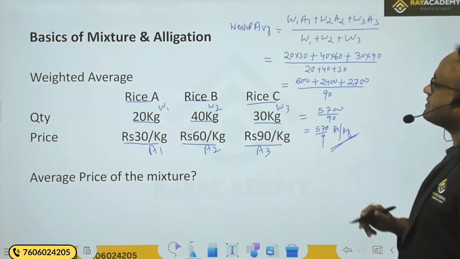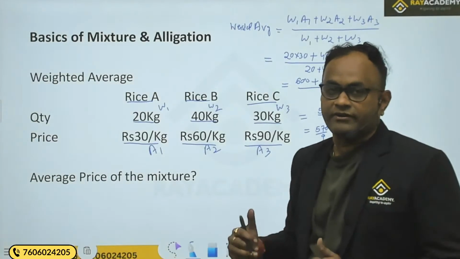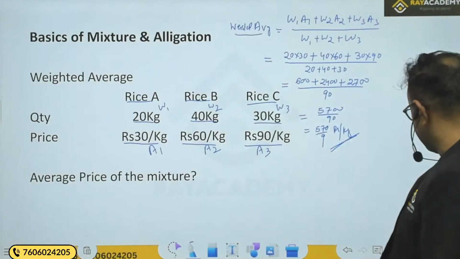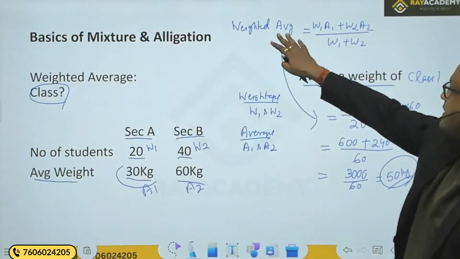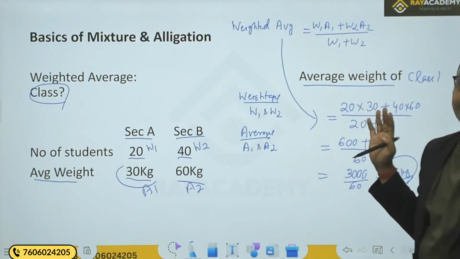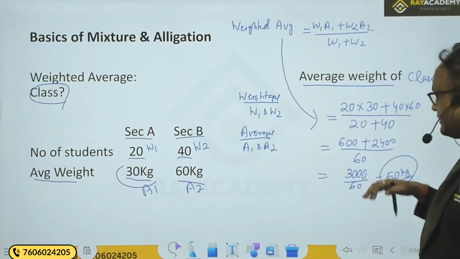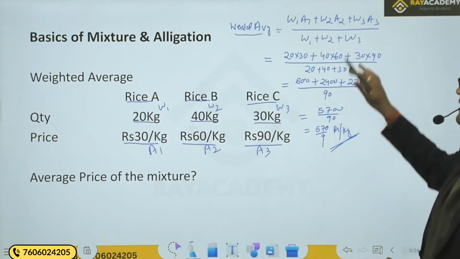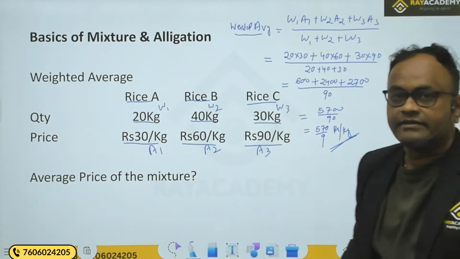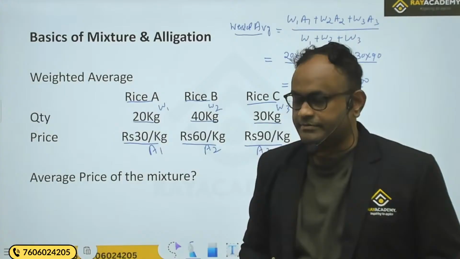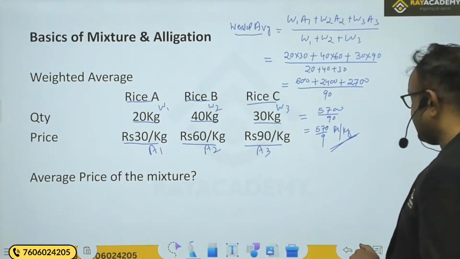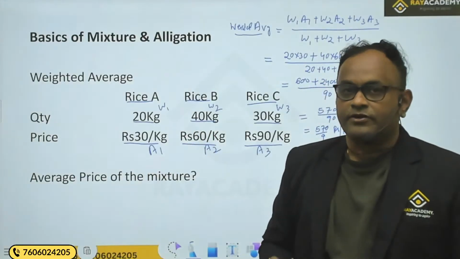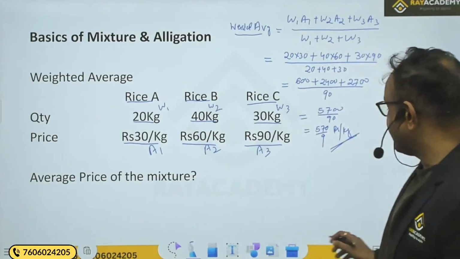You only need to understand the concept. The calculation is not important. Whatever figure you get, that is okay. So weighted average you understood. If there are two things, the weighted average formula is W1A1 plus W2A2 divided by W1 plus W2. If there are three things mixing, then you add W3A3, and in the denominator you also add W3. This is the weighted average concept. Now, as I said, the topic is mixture and alligation. So far we have studied mixture. What is alligation?